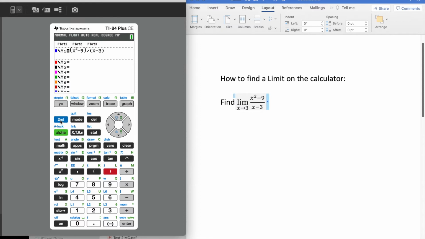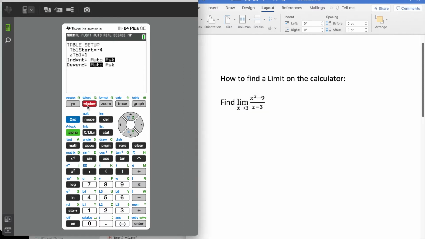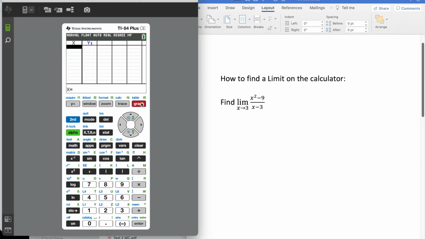Now I'm going to want to use the table, and to make sure my table is set up, I need to go into table set and make sure that under independent it says ask. Then I'll go second graph, that takes me to table, and here I will be able to plug some numbers in. I want to pick numbers that are close to 3 because I'm looking for my limit as x approaches 3.